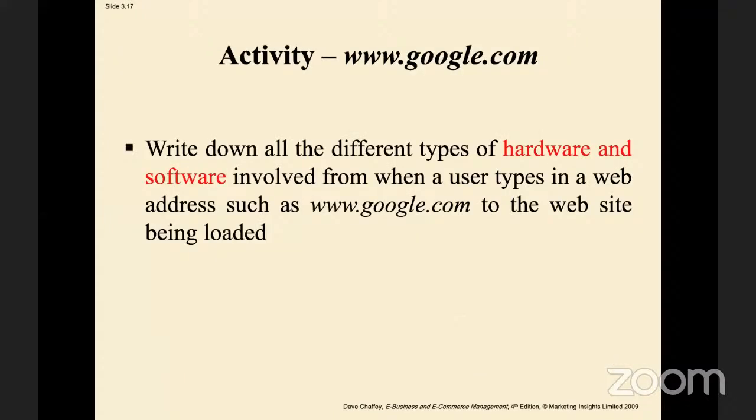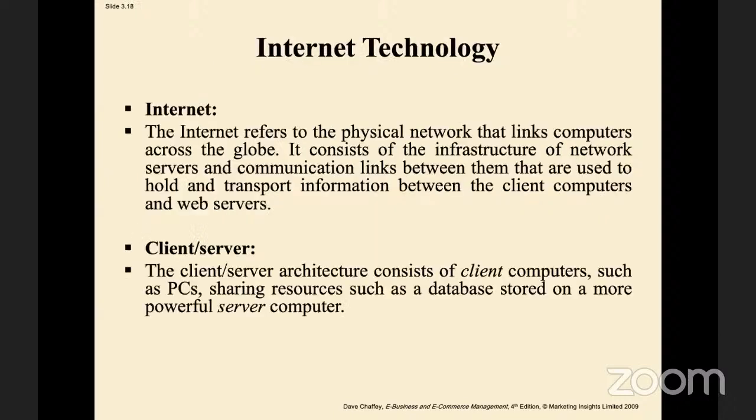Okay, here is an activity. What is the activity? Go to www.google.com. Write down all the different types of hardware and software involved from when a user types in a web address such as www.google.com to the website being loaded. So it is like you go to www.google.com, do a Google search for hardware and software involved, and then you come up with the results. What does Google give as answers to your query?